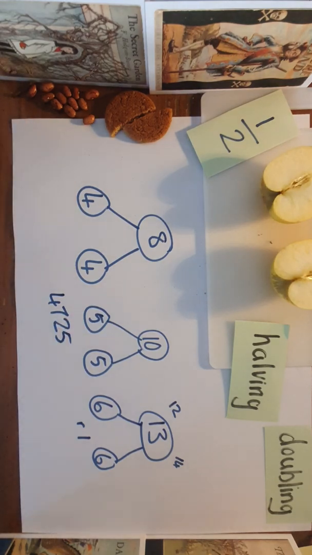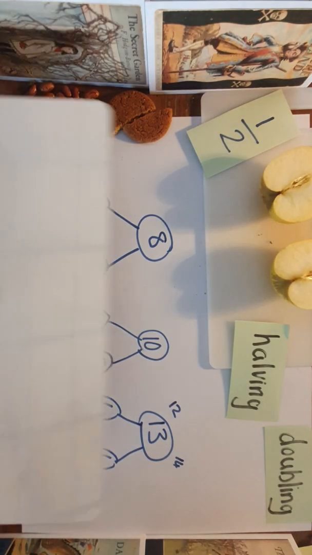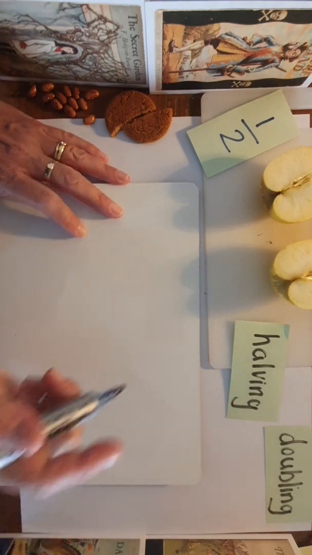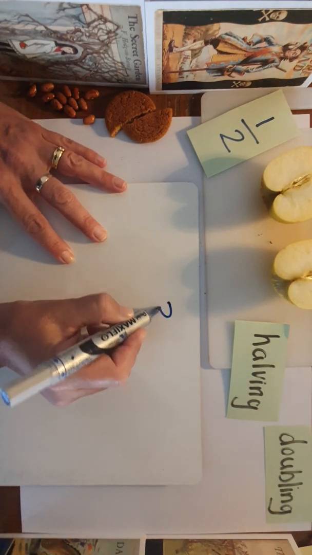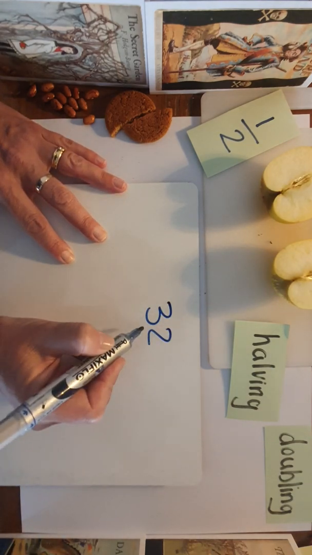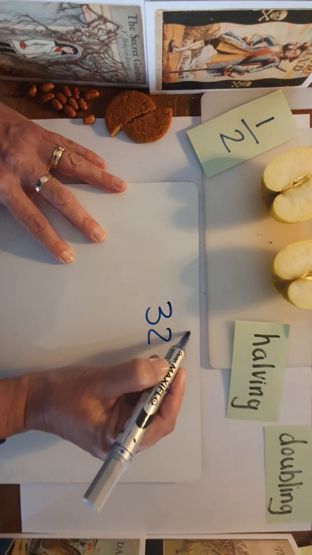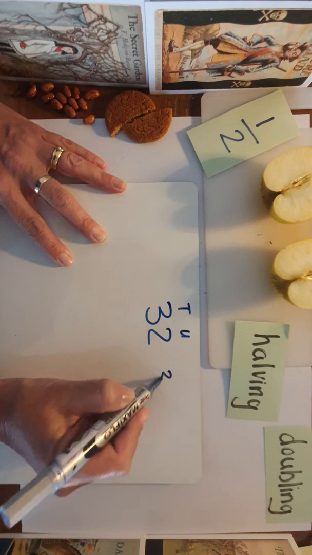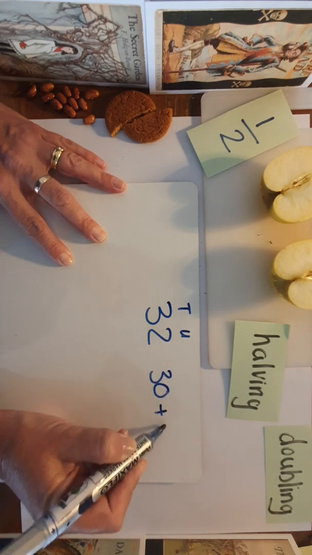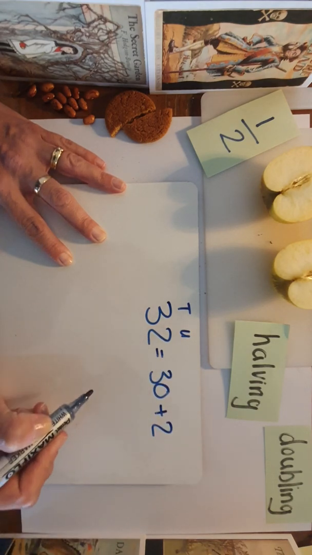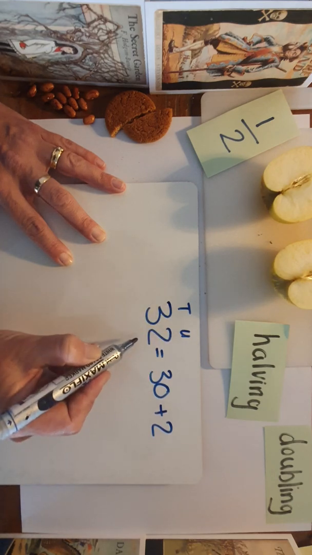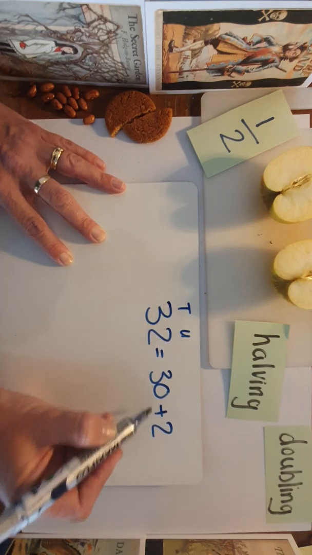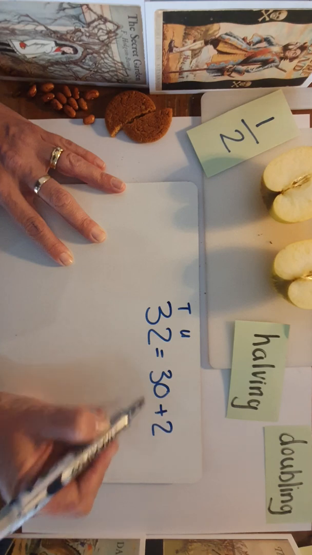If we, let me get another piece of paper. Okay, if we have the number 32. 32 is broken up into 2 units and 3 tens. So 32 is the same as saying 30 plus 2. Can you see how they equal? So if you're not too sure how to halve a big number like 32, break it up into units and tens and then halve these first.